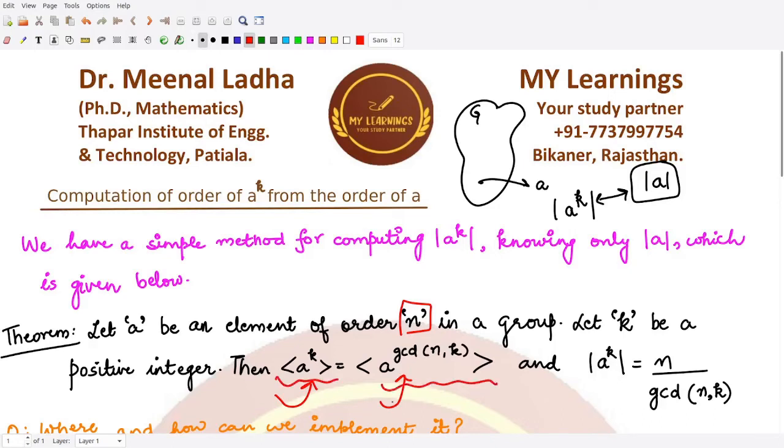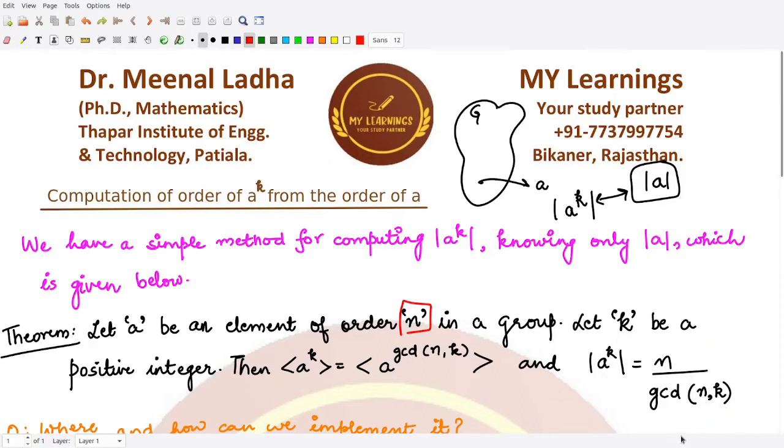This is one result. Another result is that if we wanted to calculate the order of A to the power k, where k is a positive integer, in that case this order is calculated by taking n, which is the order of A, and dividing it by the GCD of n with k. So this is the result.